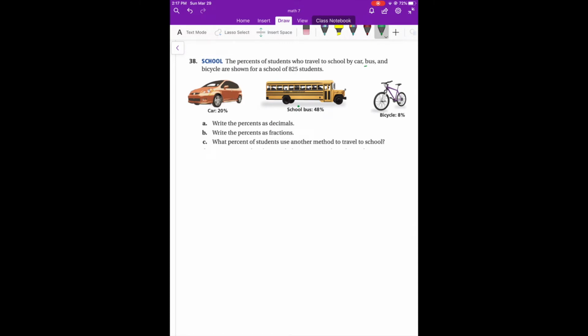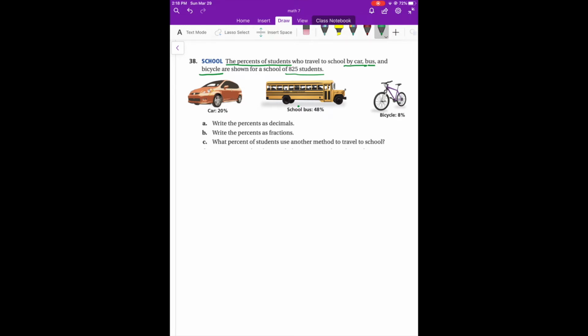Now we know how to convert percent to decimal and decimal to percent. So let's try a word problem. The problem tells you the percents of students who travel to school by car, bus, and bicycle are shown for a school of 825 students. So there are 825 students in the school, and some of the students are using cars, so that means their parents are dropping them off, and some are using a school bus, and some of them are biking to school, riding the bike to school.